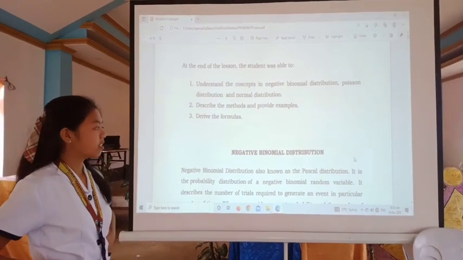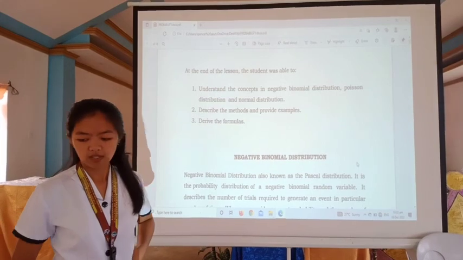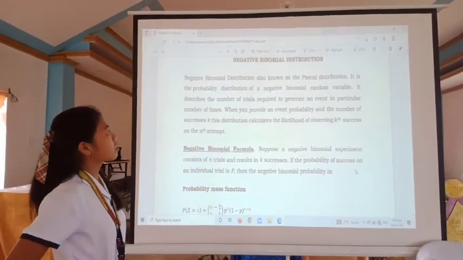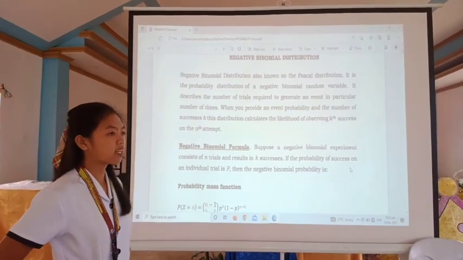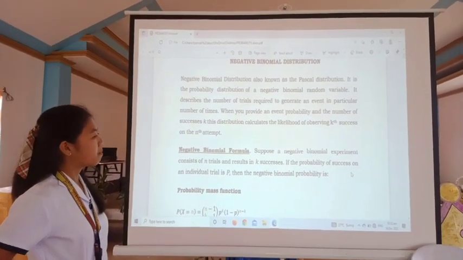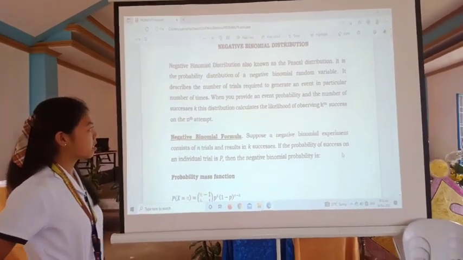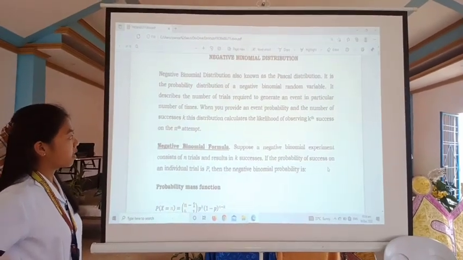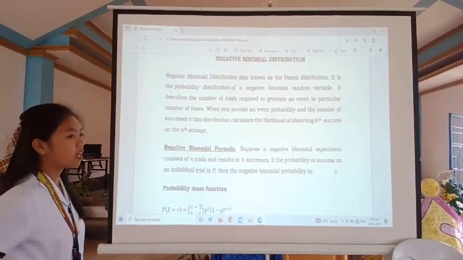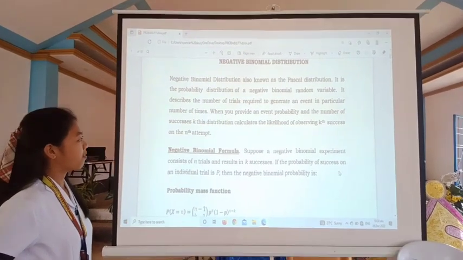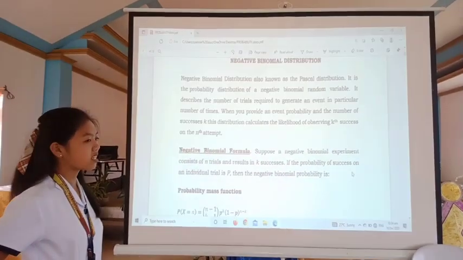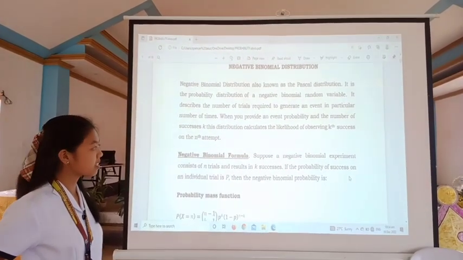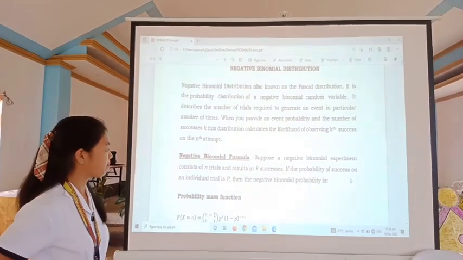Let's discuss the negative binomial distribution. Negative binomial distribution, also known as the Pascal distribution, is the probability distribution of a negative binomial random variable. It describes the number of trials required to generate an event a particular number of times. When you provide an event probability and the number of successes k, this distribution calculates the likelihood of observing k successes at the nth attempt.